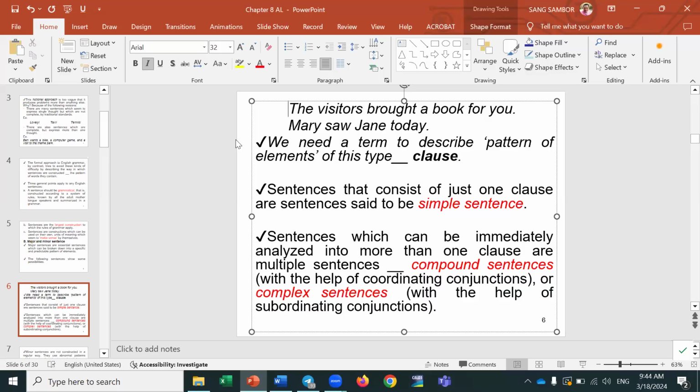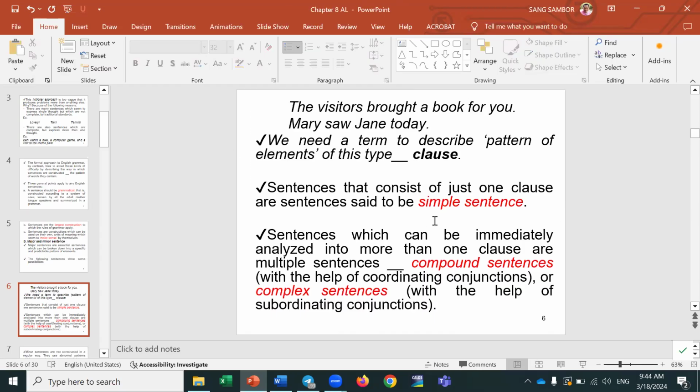Here, clause. We need a term to describe patterns of elements of this type. So we call this one clause. A sentence that contains only one clause is said to be a simple sentence. The sentence which contains two clauses with the help of a coordinating conjunction is called a compound sentence.